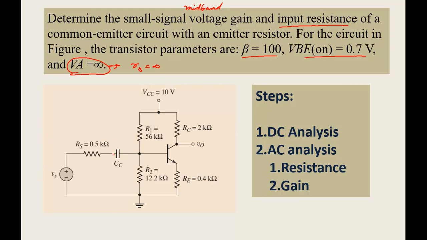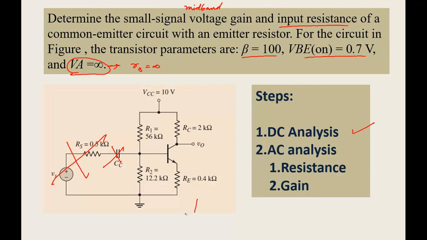Since we are doing mid band, the capacitors will be short. First you do the DC analysis. In the DC analysis, we will open circuit the capacitors. When you open circuit them, all this will go, so only this remains. Then you find out VTH, RTH.